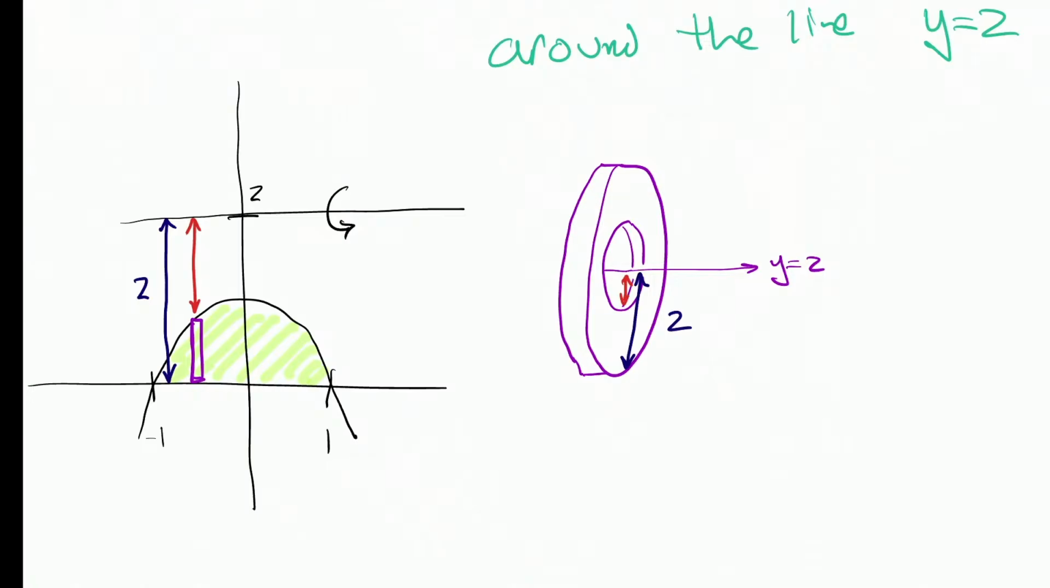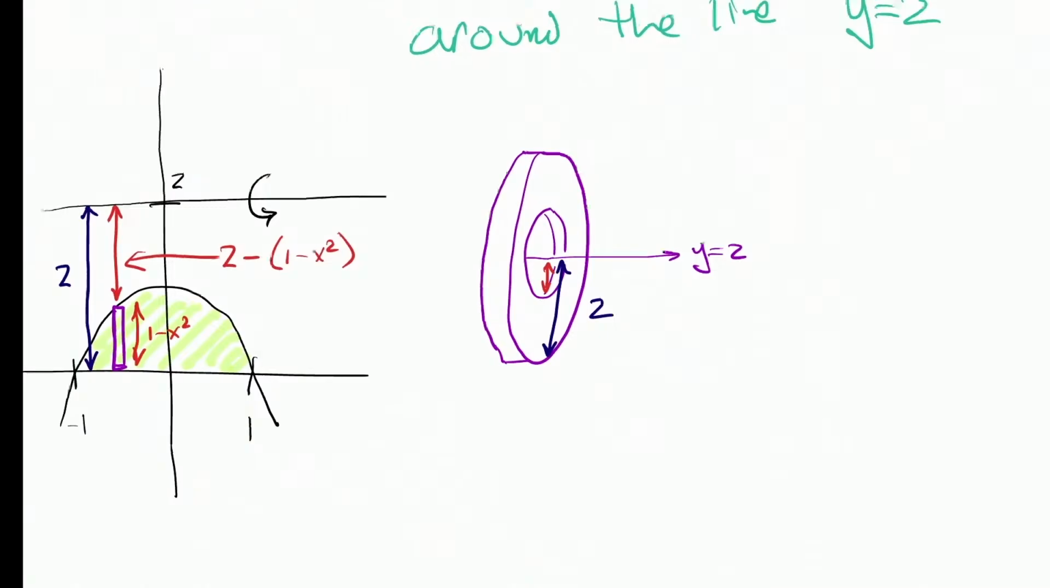The top one, the red arrow, is a little bit harder, but we can do that. That's going to be 2 minus the height of this purple thing. And the height of the purple thing is 1 minus x squared. Here, this thing is 1 minus x squared. So yeah, I know it's really difficult, confusing, but take your time. You'll be able to do this.